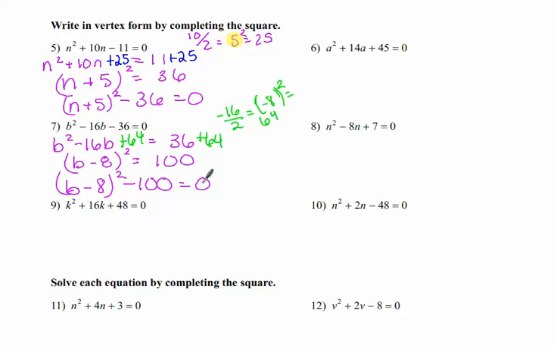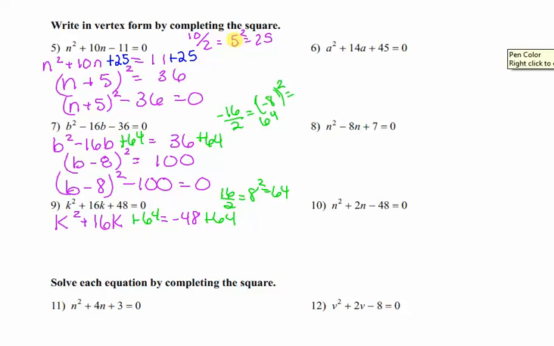Last one I'm going to do with you. So let's see, then I'm going to put up the answers. I'm going to start by moving the 48 over. K squared plus 16k equals negative 48. I'm going to take that 16, which is positive, divided by 2 and get 8. 8 squared, 64. And I'm going to add 64 to both sides of that equation. The entire reason I do that is so that it magically gets to a perfect square trinomial, and the left side becomes k plus 8 squared.